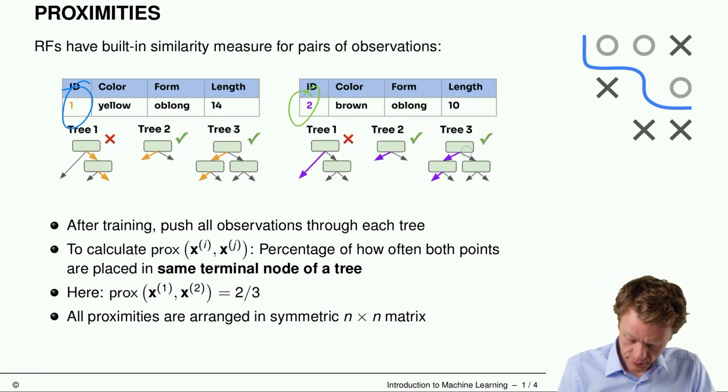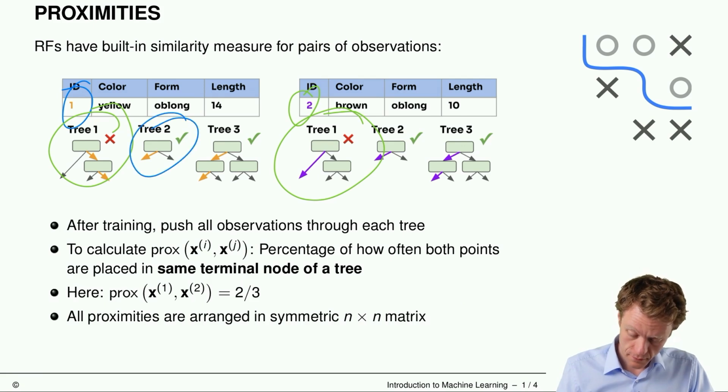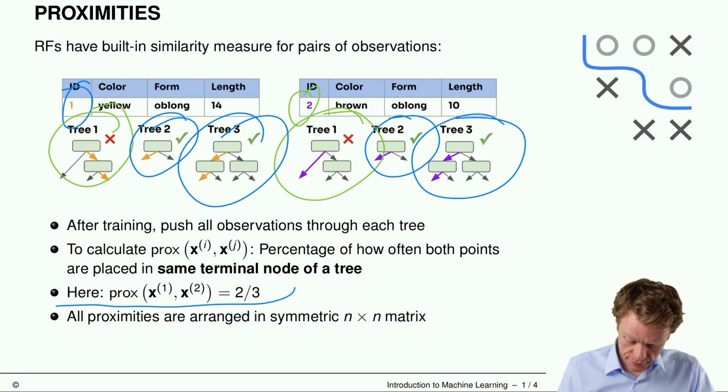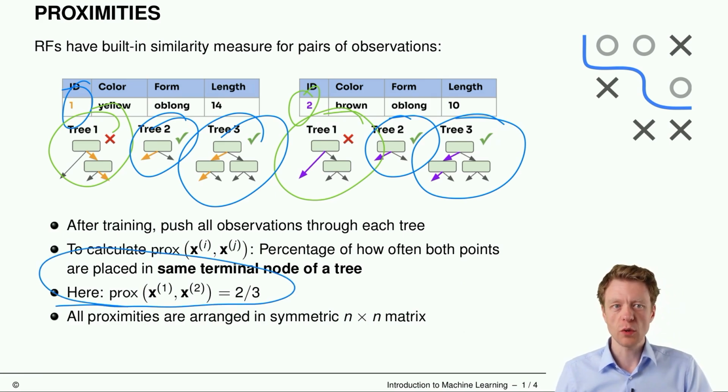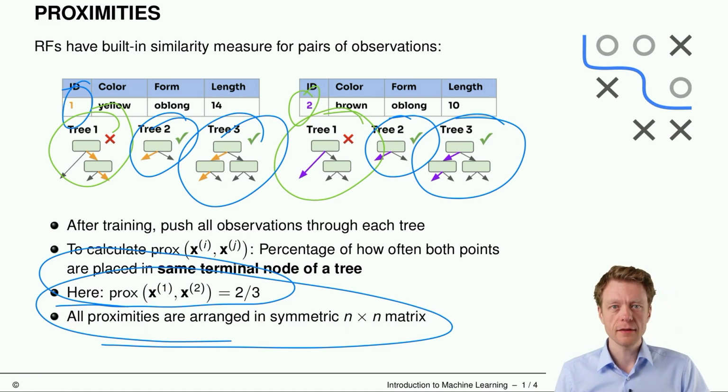In this case, tree 1 predicts different target variables for observation 1 and 2, but trees 2 and 3 predict the same value. So in 2 out of 3 cases they have the same value, so the proximity of these 2 observations is 2 divided by 3. Now we can do this for all the observations in a data set. We have n observations, so we get a matrix with n times n entries, which is of course a symmetric matrix because x1 and x2 have the same proximity as x2 and x1.